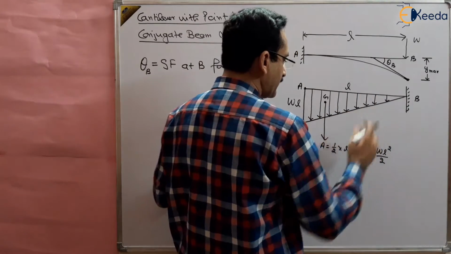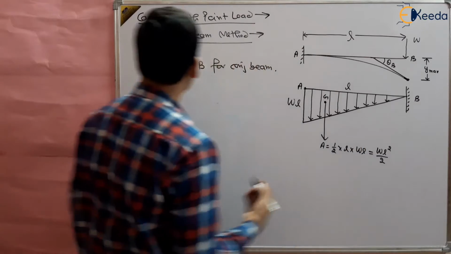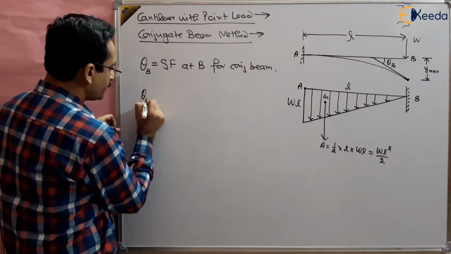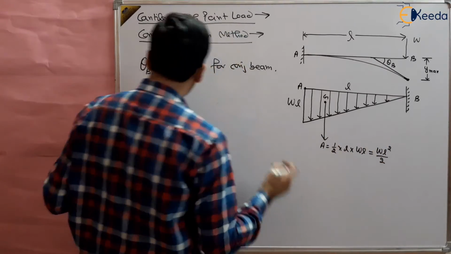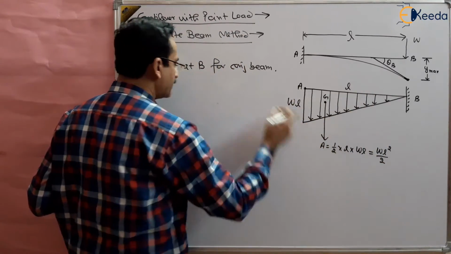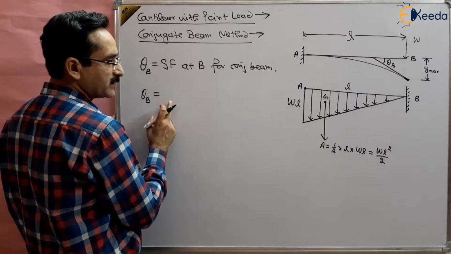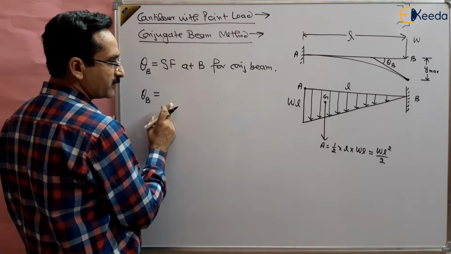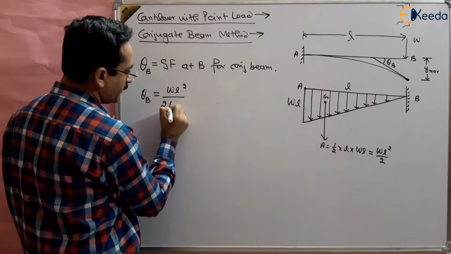And divided by EI, because EI is the width of this beam, right? So theta B will be equal to this load, which is equal to the area of this triangle, divided by EI. So this is the shear force, and the shear force will be equal to WL square upon 2 divided by EI.